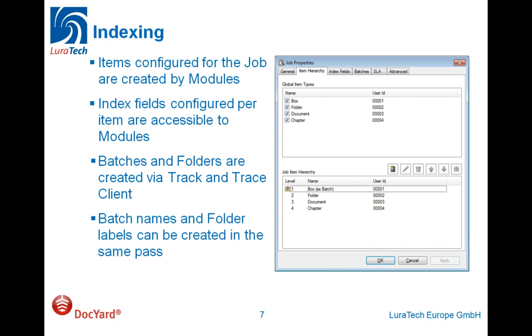Batches and folders, on the other hand, are created via the track and trace client. We will see this a little bit later. This is more individual than the job, and this will be done by the track and trace client. But batch names and folder labels will be created in one and the same path.